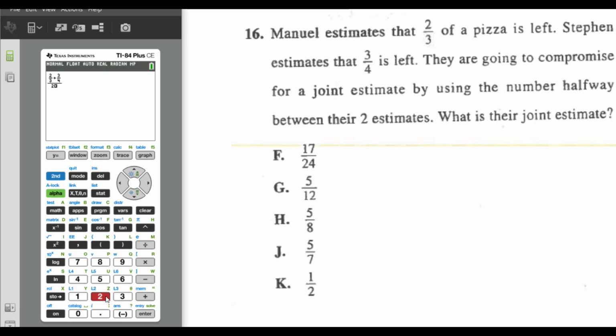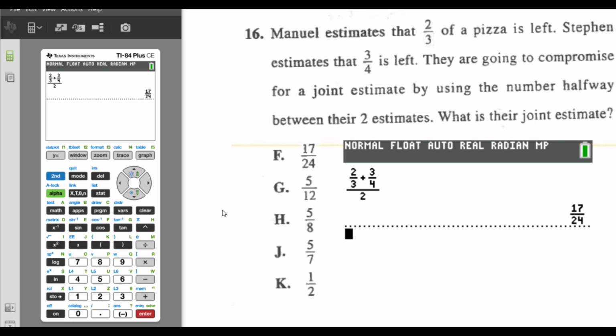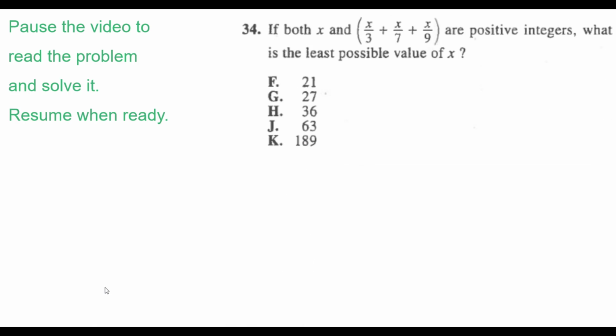And then I want to divide that by 2. So that's going to be halfway between those two, the average of those two. And let the calculator do all the work. And it turns out to be 17/24, or F. Look at number 34. Resume when you're ready.